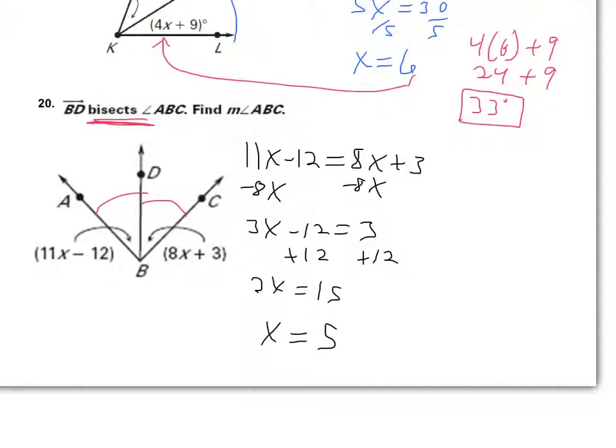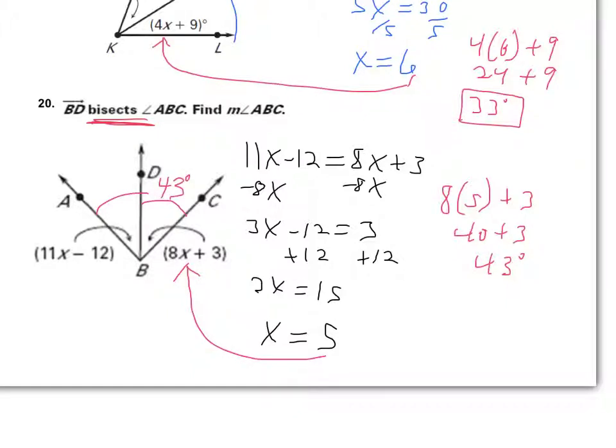And I didn't even read the question, really. All I said is that it bisects. Well, here's what we have to find. Find the measure of ABC. So that's the whole thing. All right, so I'm going to plug it into one of them. I'll just plug it into the second angle, 8x plus 3. So when I do that, 8 times 5 plus 3, I'm going to get 43 degrees, but that's not my answer. 43 degrees is only this angle right here, and ABC is the whole thing. So that means this is 43 degrees too, because we know those two are congruent. So add them together and you get 86 degrees as your total answer.